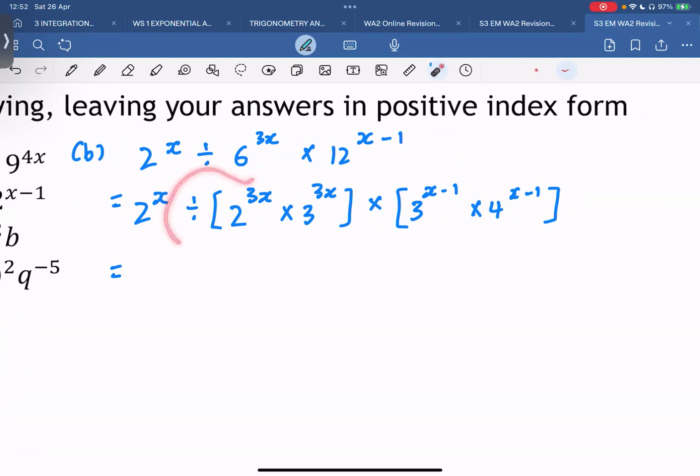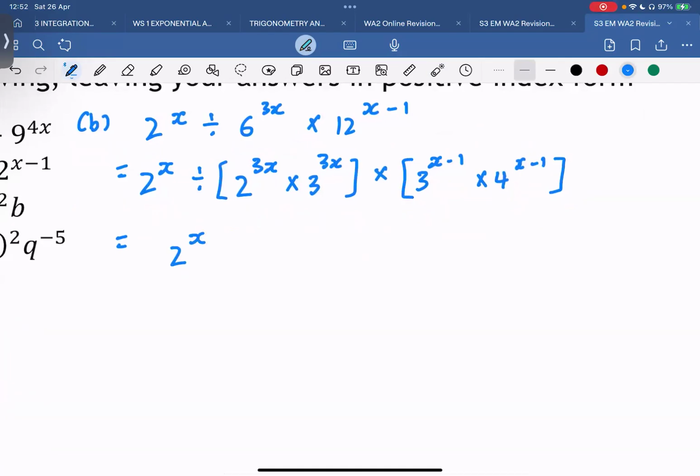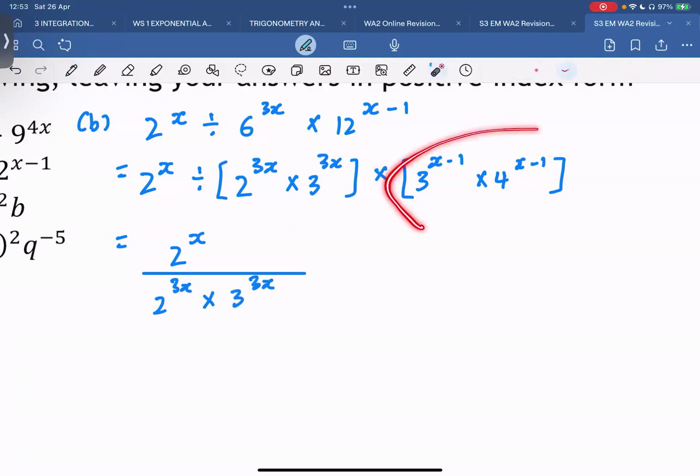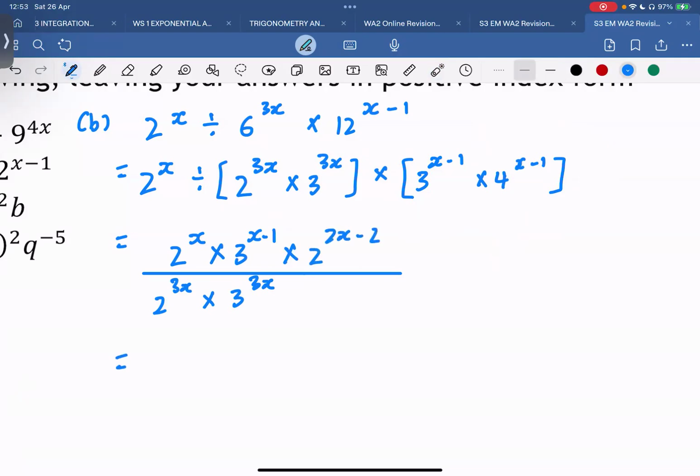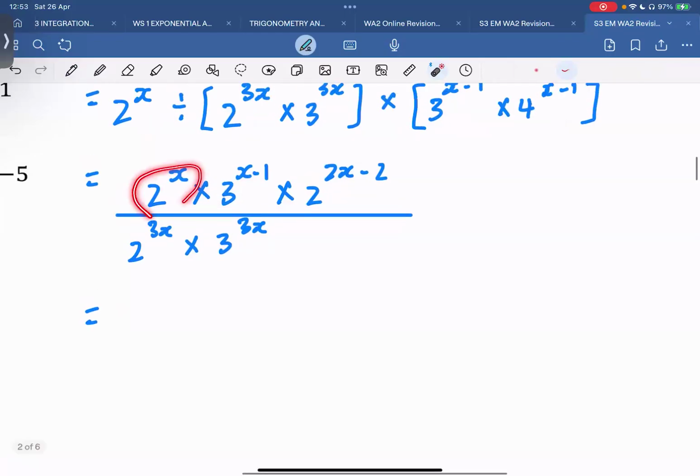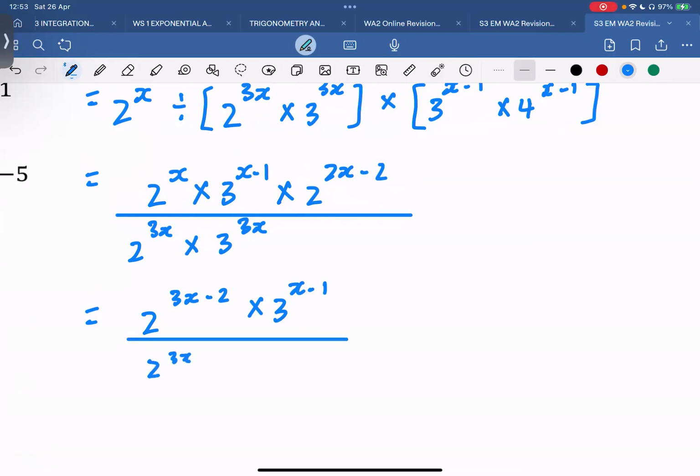Then to make this expression simpler, I can choose to change it to a fraction form. So what I mean is this: 2 to the power of x divided by this whole chunk, which is 2 to the power of 3x times 3 to the power of 3x. Then we also multiply by 3 to the power of x minus 1 times 4 to the power of x minus 1. But recognize that 4 can be converted into 2 squared, so this will give us 2 to the power of 2x minus 2. Now we can simplify. Same base, multiply. So that will give us 2 to the power of 3x minus 2 times 3 to the power of x minus 1 over 2 to the power of 3x times 3 to the power of 3x.